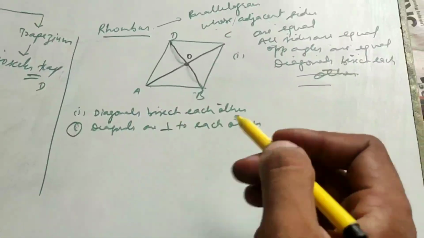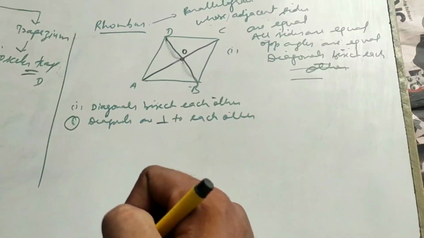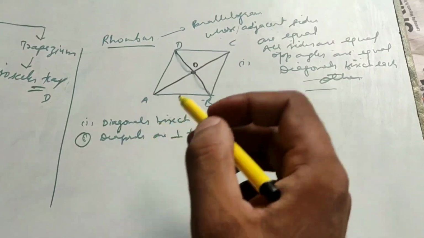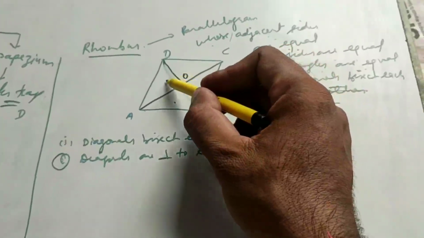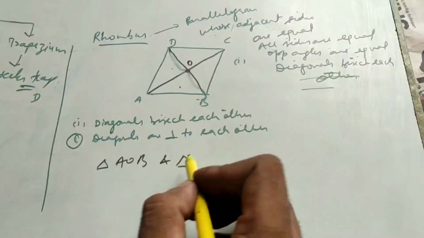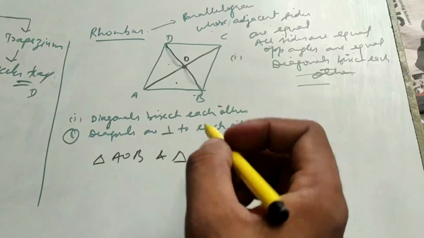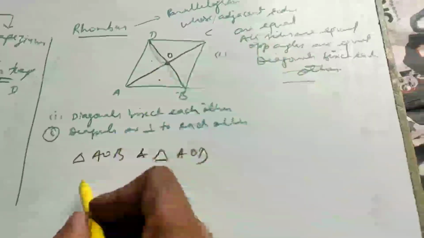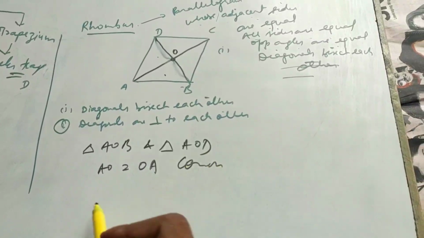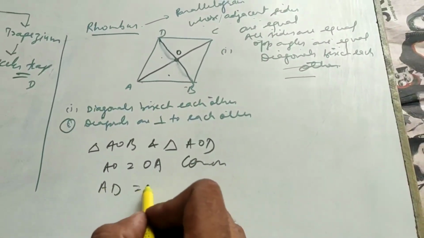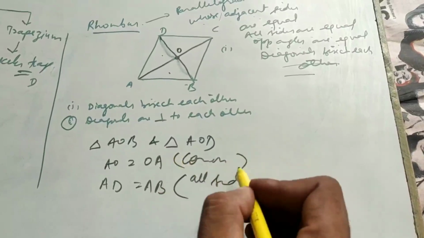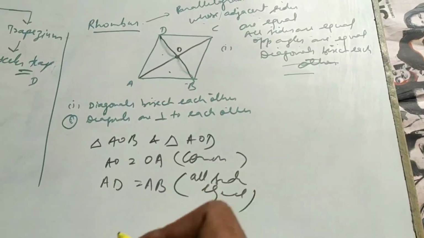The diagonals are perpendicular to each other. Now this is an important thing. For that, consider two triangles, triangle AOB and triangle AOD. In these two triangles, AO is common, and AD is equal to AB because all sides are equal in a rhombus.